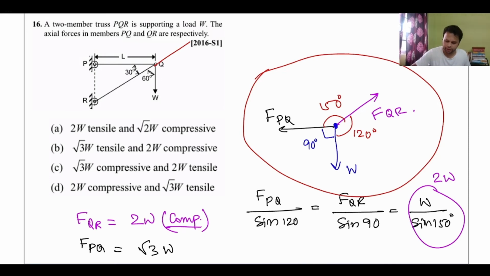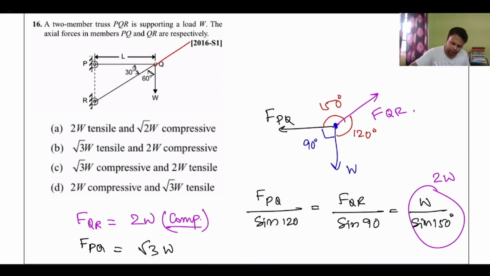For example, you see the member PQ is pulling joint Q, so member PQ is under tension. If a member is pushing a joint, you can see member QR is pushing joint Q, because actual force I have shown from this side, but in actual the force is on this side. If the member QR is pushing the joint Q, I can say the member itself is under compression. So QR is under compression and PQ is under tension.